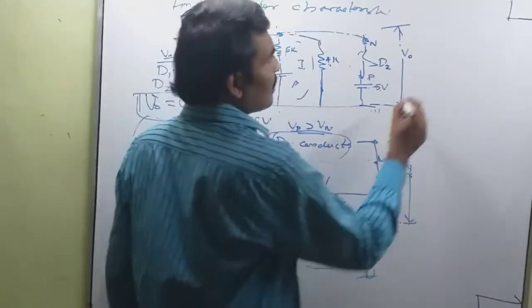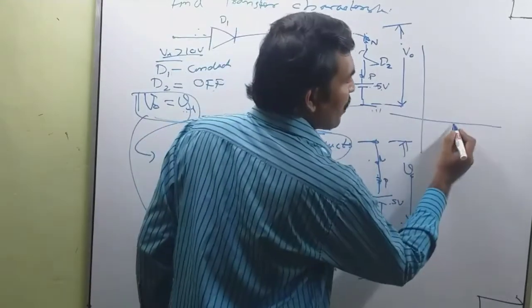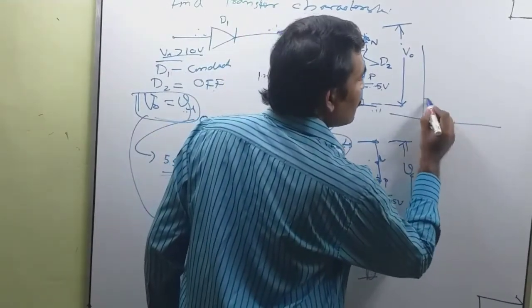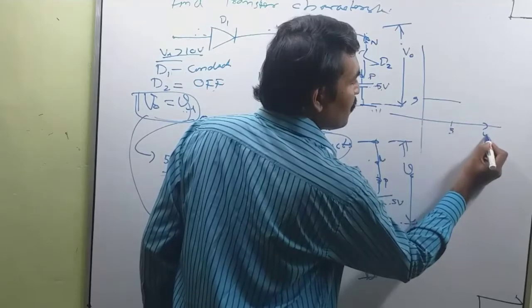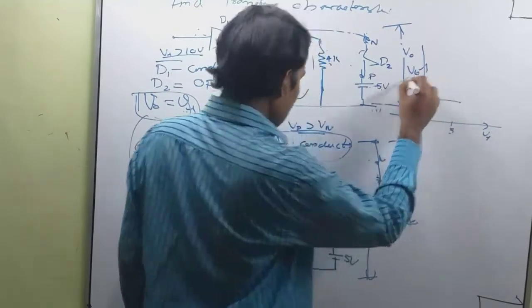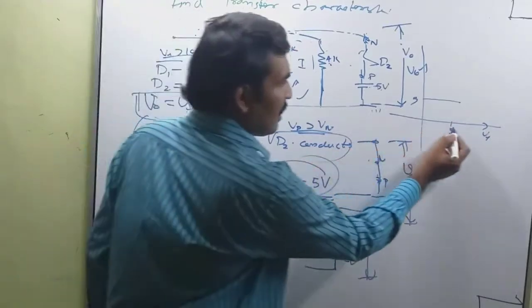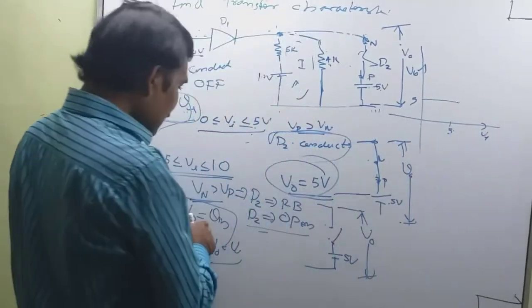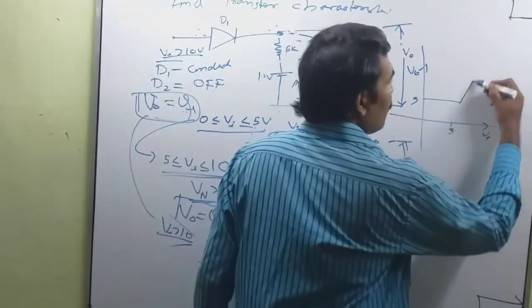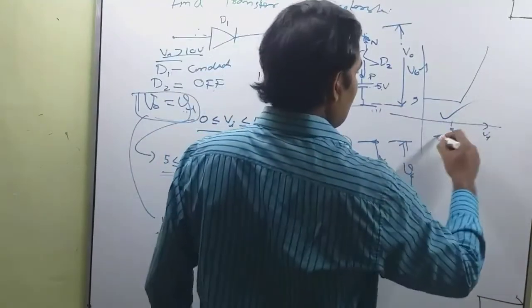So the transfer characteristic becomes: up to 5 volt, the output is 5 volt. This is our input and this is our output. Up to 5 volt, output is 5 volt. Then for V input greater than 5 volt, V output is the same as V input. So this is the correct option.